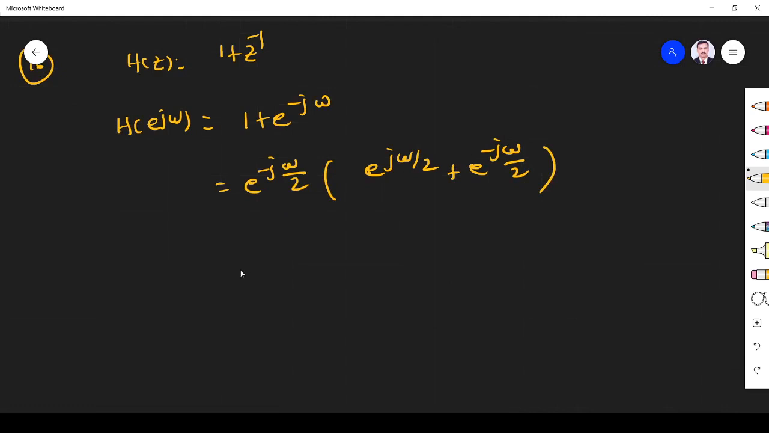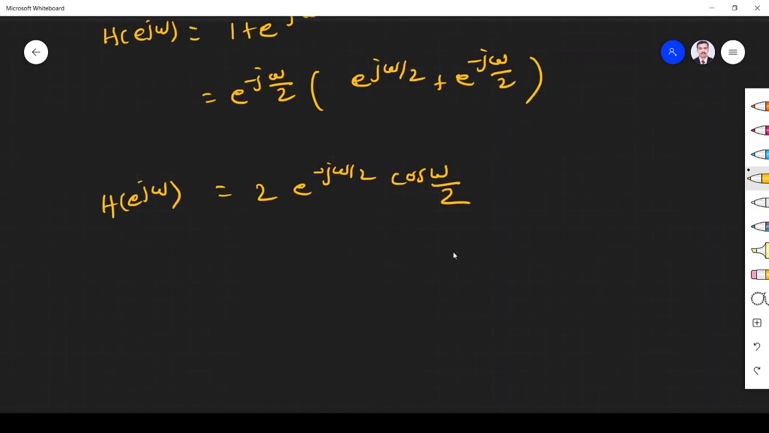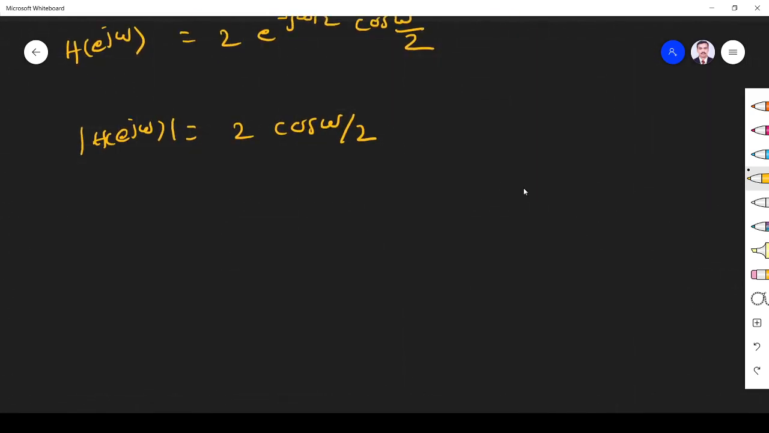So it will be like 2 cos(omega/2) e^(-j omega/2) cos(omega/2). That is H of e^(j omega). Fine. Take the magnitude. If you take the magnitude of H of e^(j omega), what will happen? It will be simply 2 cos(omega/2). Right? So the magnitude is simply a cosine wave with varying function of omega.